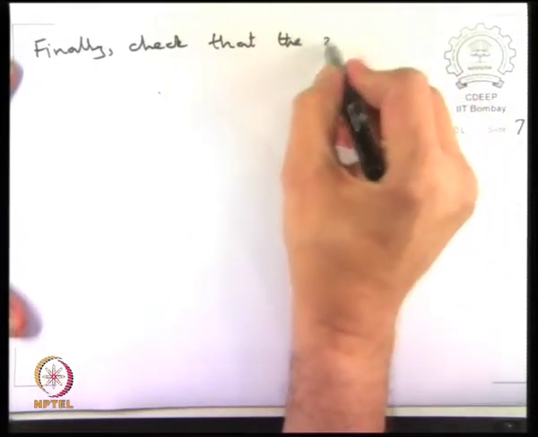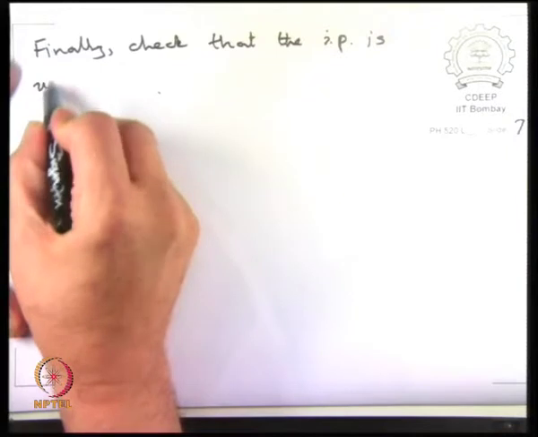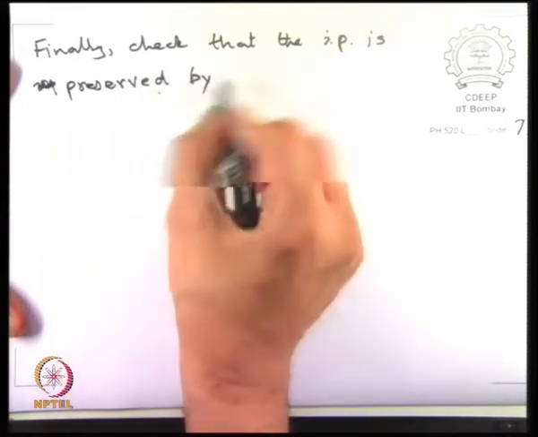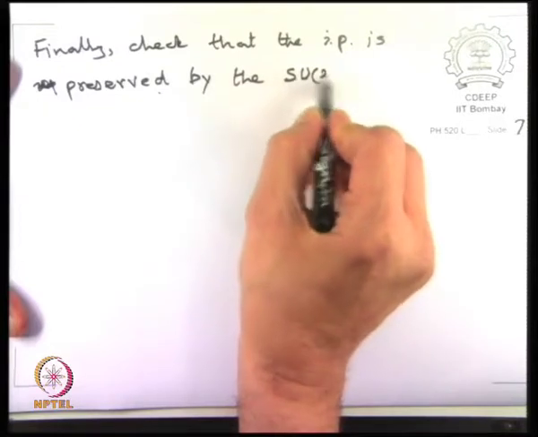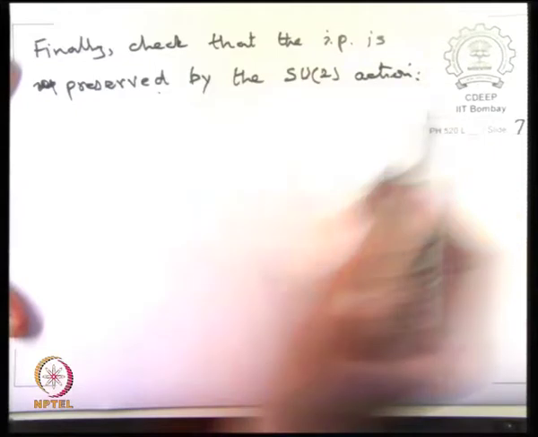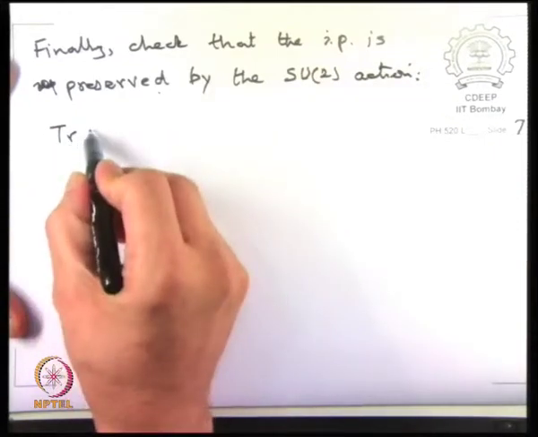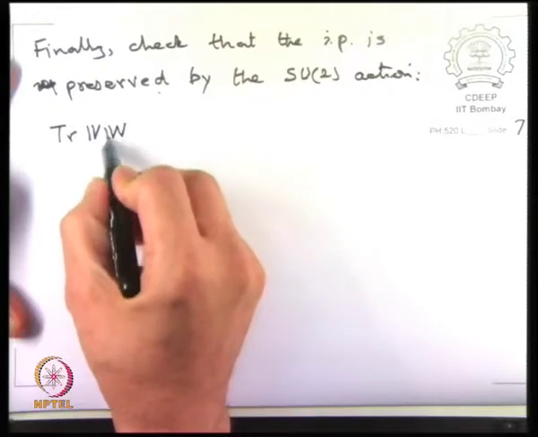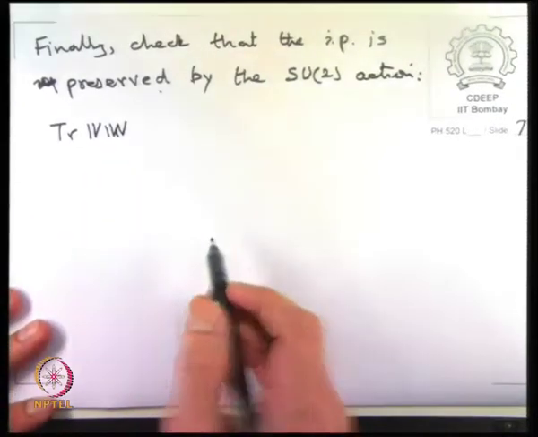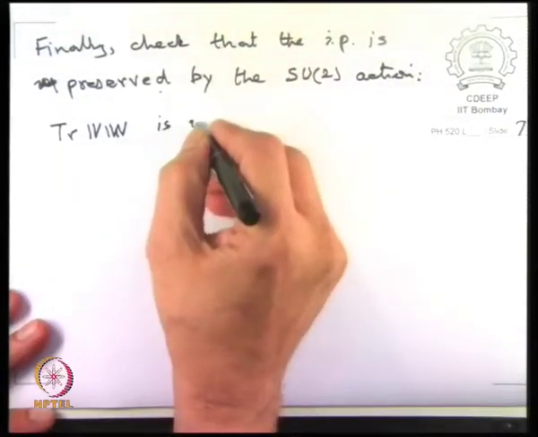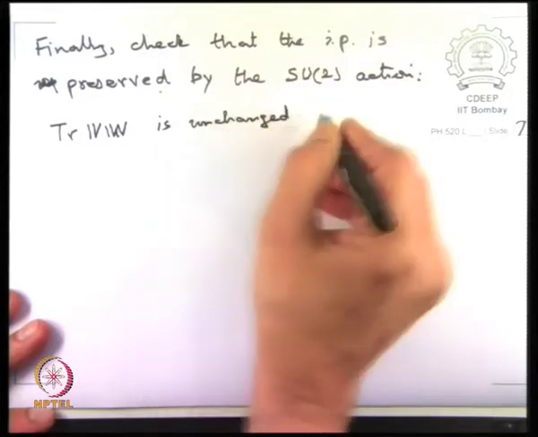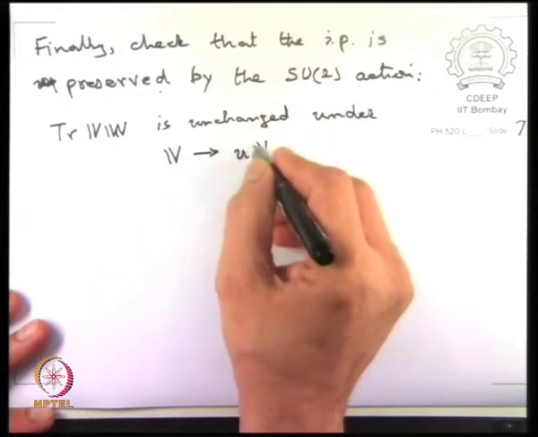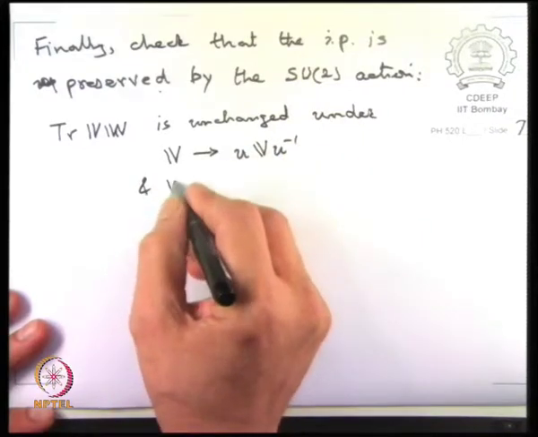Check that the inner product is preserved by the SU2 action, because we need to check that trace VW is going to be invariant. It is obvious, you don't have to compute anything.